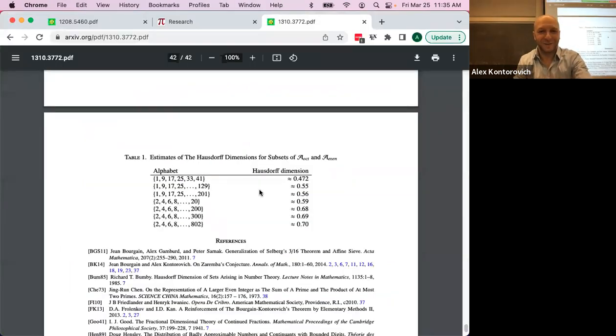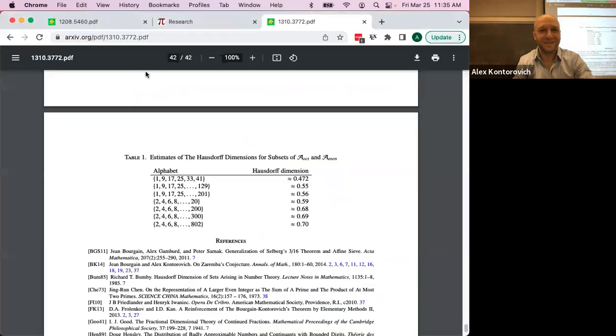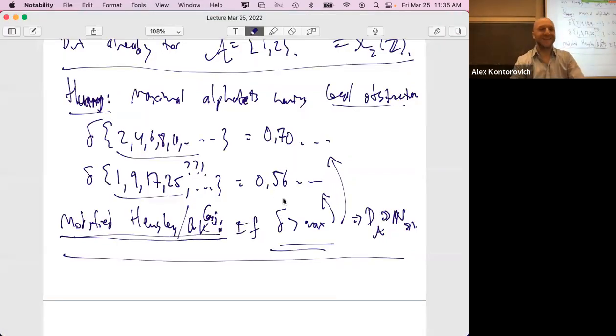And what did he get here for the largest one that he looked at? 0.56. Okay, so I wasn't that far off. 0.56, and this thesis was 10 years ago. Yeah, 10 years ago. It's just incredible that he was able to put together all those lemmas to actually settle that this is as big as you can go.